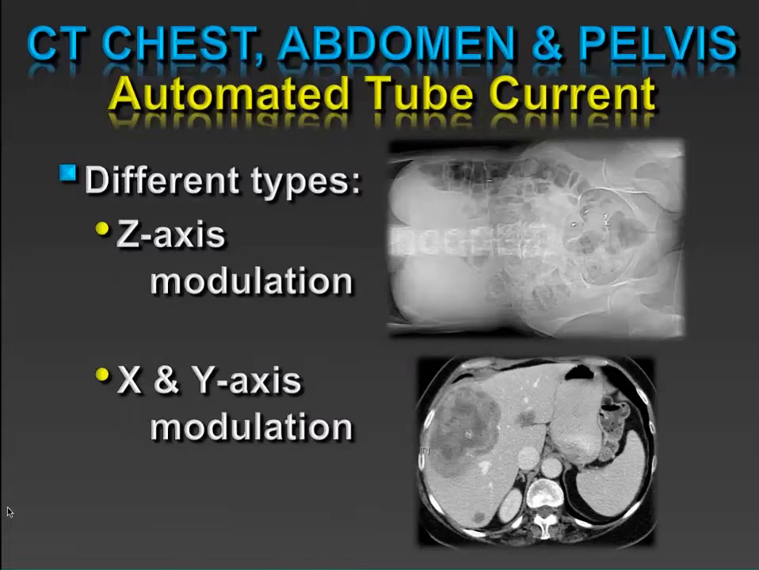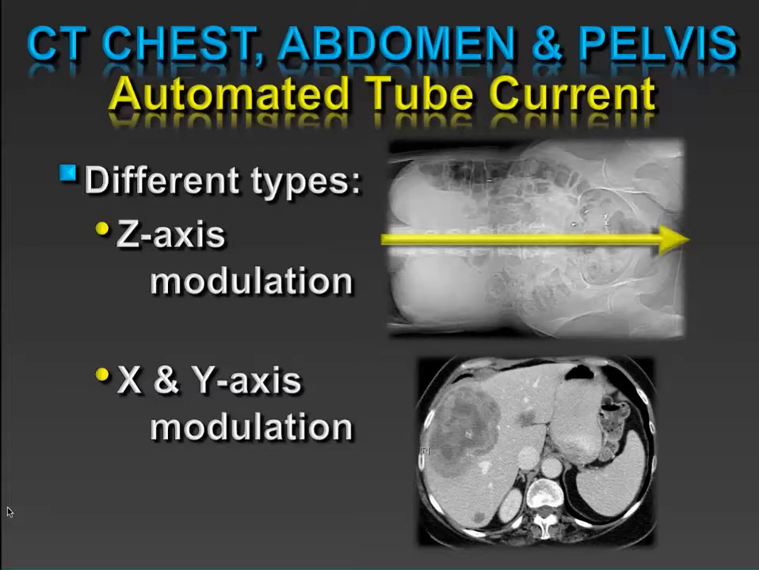All right, let's talk a little bit more about the automated tube current. There are two different types. There's Z-axis modulation, and this is measured from the scalp basically, and the scanner can determine how to change the milliamperage along the Z-axis as it goes in the cephalocaudal direction.